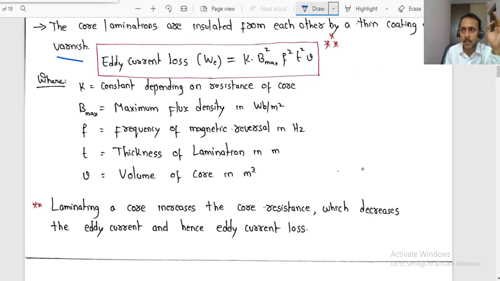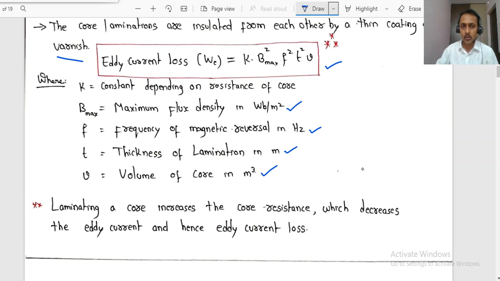And the eddy current loss is given by the formula K B max square F square T square V. In this formula, K is a constant depending upon the resistance of the core, B max is the maximum flux density in Weber per meter square, F is the frequency of magnetic reversal in Hz, T is the thickness of lamination in meter, and V is the volume of core in meter cube. These things are important, dear students.